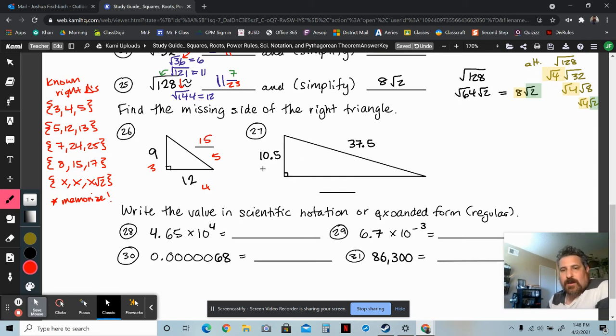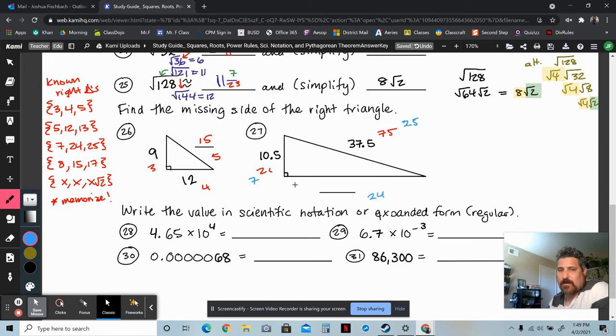On this one, maybe you recognize you can double these. And if you double these, you get what? 21, and double 37.5 would be 15 plus 60, so 75, right? Now, when I'm looking at 21 and 75, I can see that I can divide both of those by 3, and I would get 7 and 25. You notice that? Well, guess what? 7 something 25. Isn't that right here? 7, 24, 25. So I know this is going to be a 7, 24, 25 right triangle.